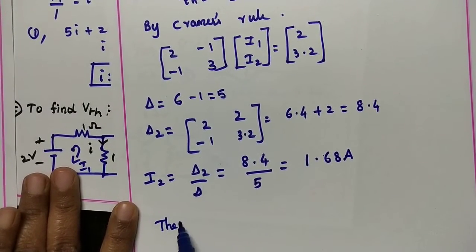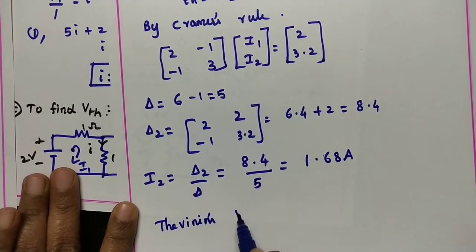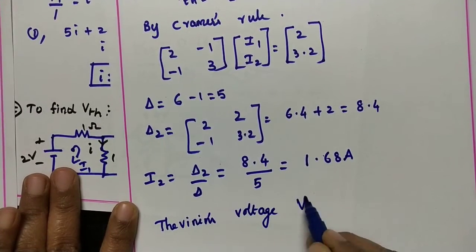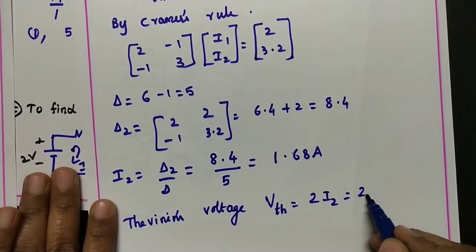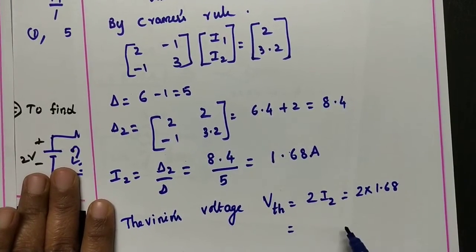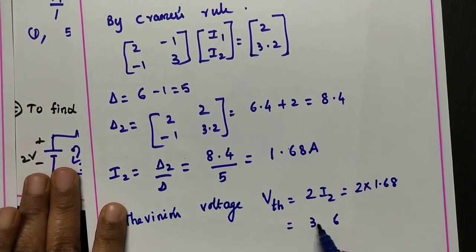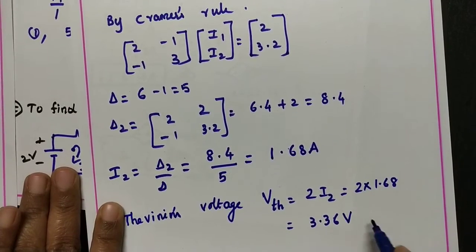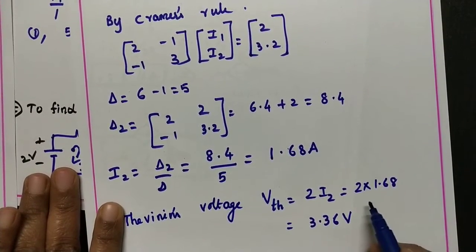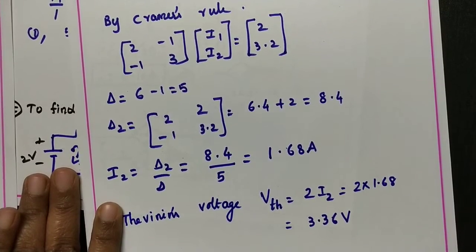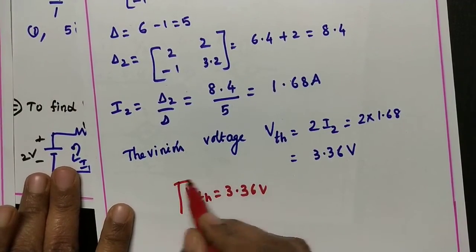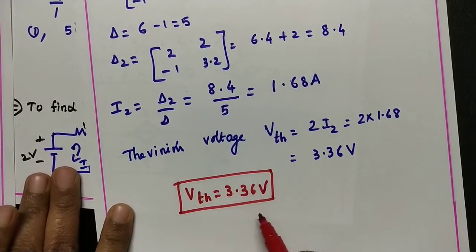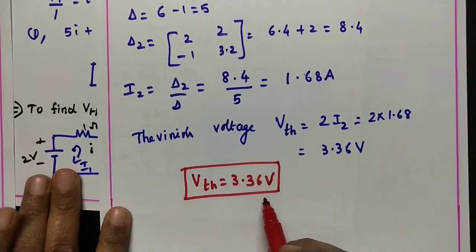So Thevenin's voltage, VTH equal to 2I2. So substituting for I2, 2 into 1.68, that is equal to 3.36 volt. So we found the Thevenin voltage as 3.36 volt. So the answer is VTH, that is Thevenin's voltage, equal to 3.36 volt.